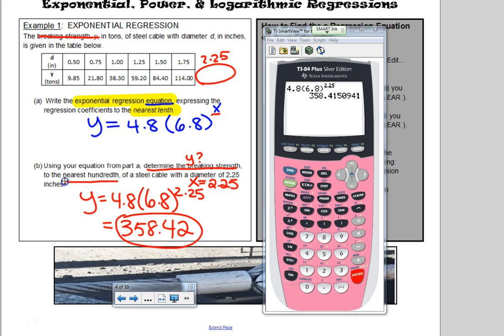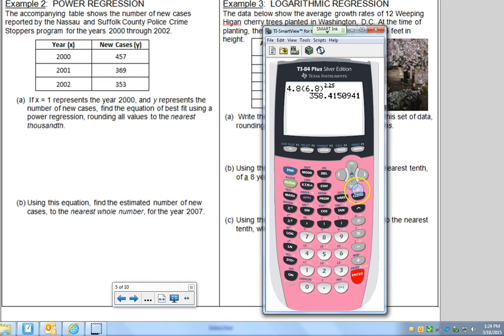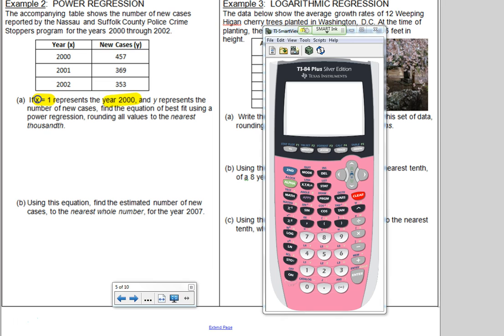This is going to be a different type of regression now. Problem 2 says the accompanying table shows the number of new cases reported by the Nassau and Suffolk County Police Crime Stoppers Program for the years 2000 through 2002. Part A says, if X equals 1 represents the year 2000 and Y represents the number of new cases, find the equation of the best fit using a power regression. And then we have to round to the nearest thousandths.